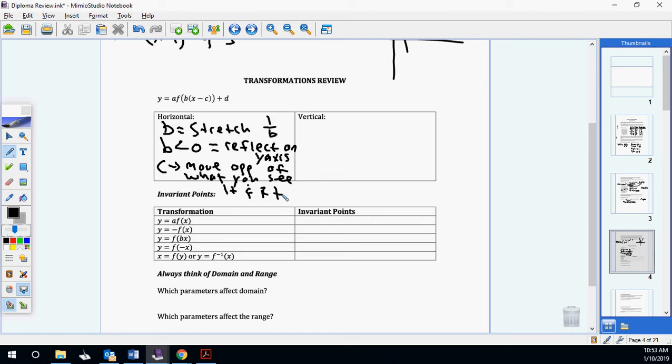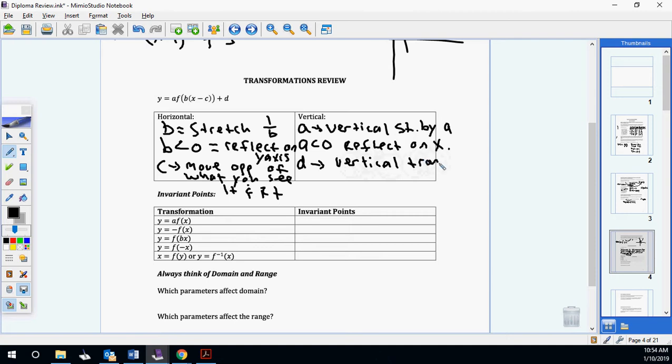Okay, our vertical stuff. We know A, that's our vertical stretch by A. What does it mean when A is less than 0? Yeah, reflect on the x. And then we know D is our vertical translation. And that's normal, it's not opposite or anything.